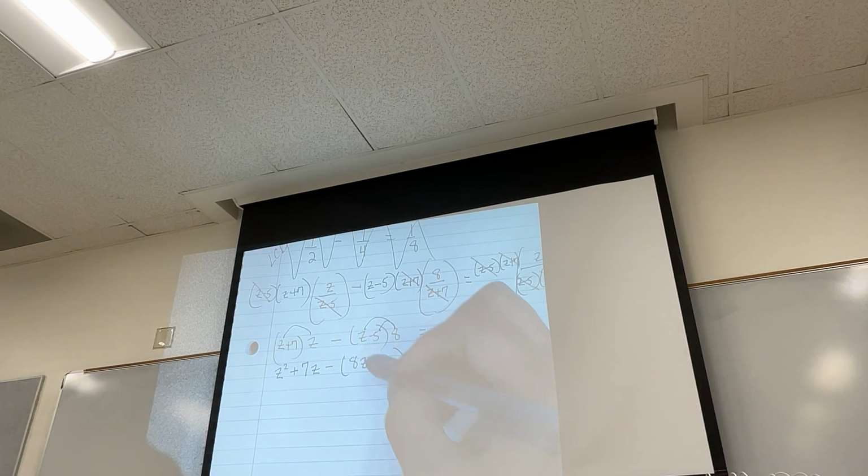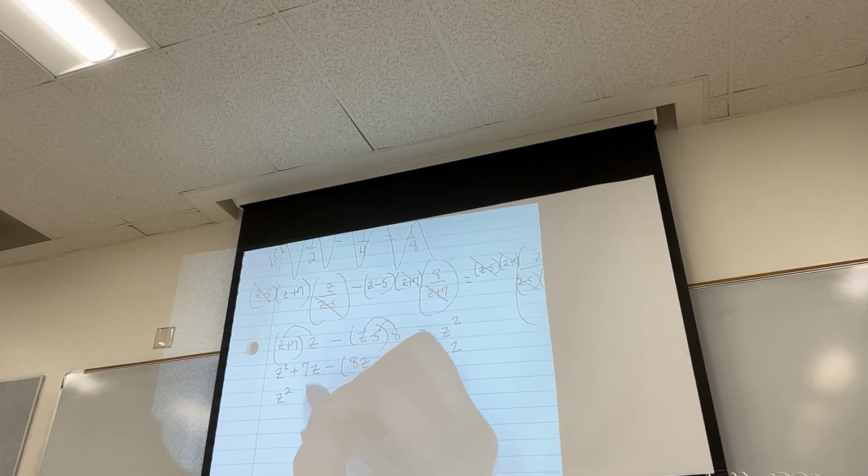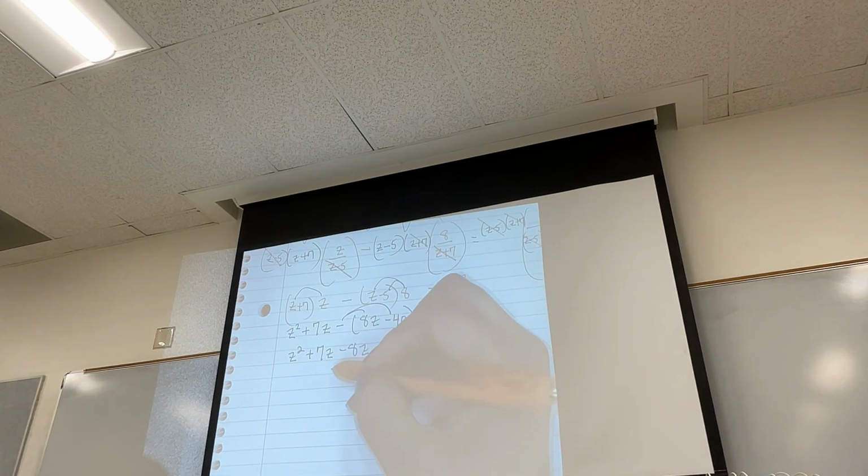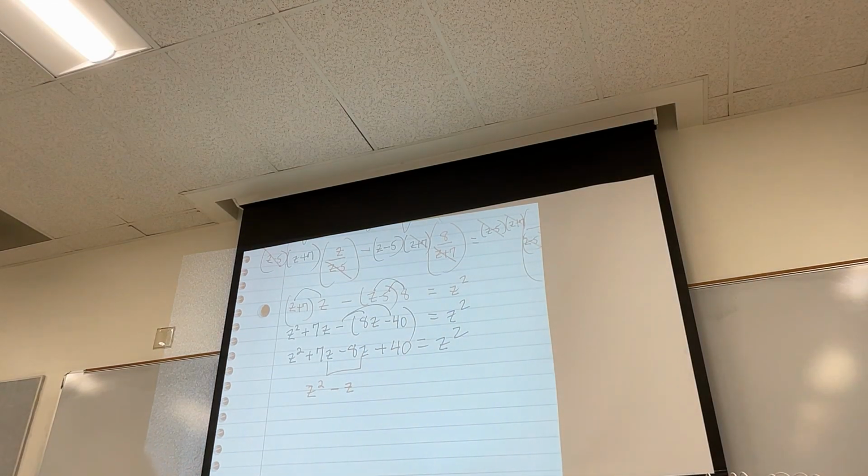Or if you were really good, you multiplied the negative at the same time. I just don't want to lose anyone. Minus 8z, distribute your negative, plus 40. Am I still on the screen? Okay. Combine our like terms. z squared equals plus 7z minus 8z, negative z, or negative 1z. Do y'all like writing the ones in front? Okay, good. Plus 40 equals z squared. We're a little closer, right?